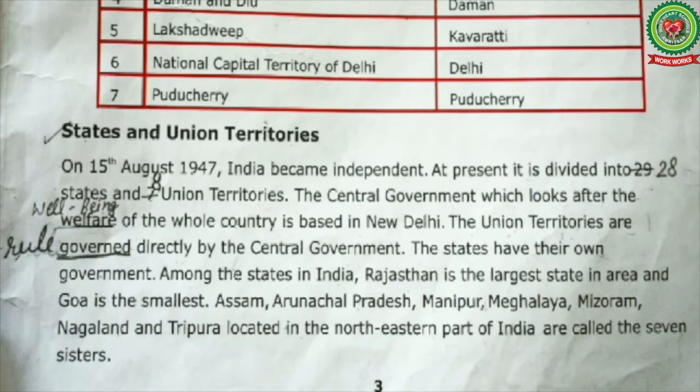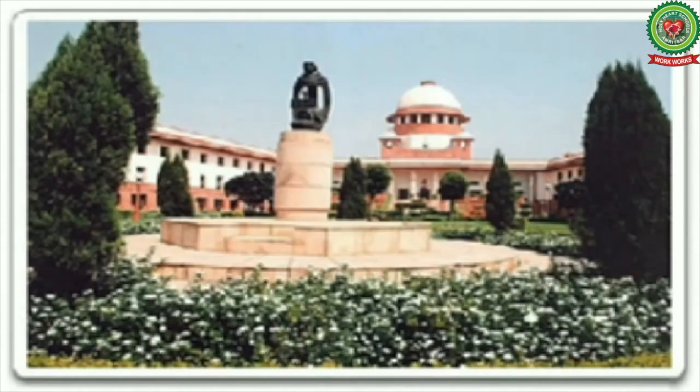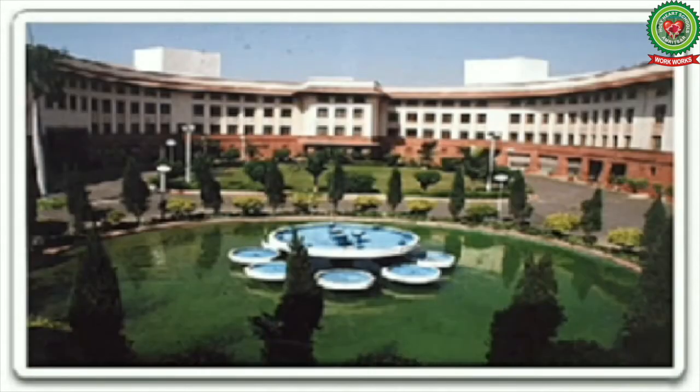Come on the second line. The central government, which looks after the welfare of the whole country, is based in New Delhi. The union territories are governed directly by the central government. The states have their own government. So students, mark welfare in the third line and write well-being, and mark governed in the fourth line and write rule.